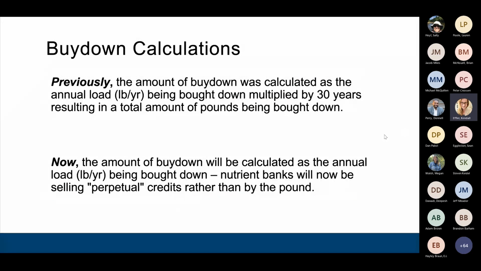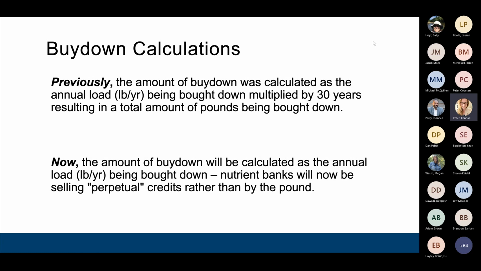In terms of buy down calculations, the amount of buy down was calculated as the annual load in pounds per year, and then multiplied by 30 years, resulting in the total amount of pounds for that 30-year period that needed to be bought down. And that's how it was presented to the city, and that's how the city issued our nutrient buy down memos that allowed for the purchase of those credits.